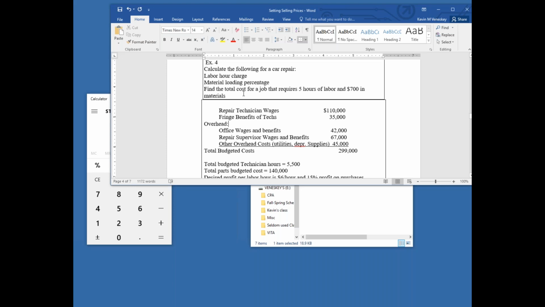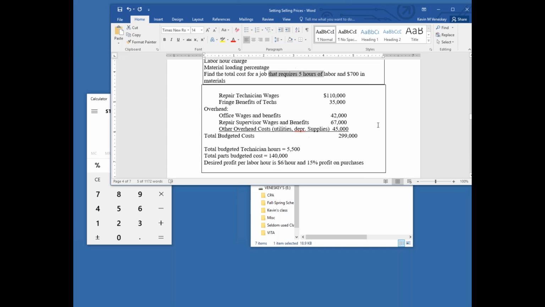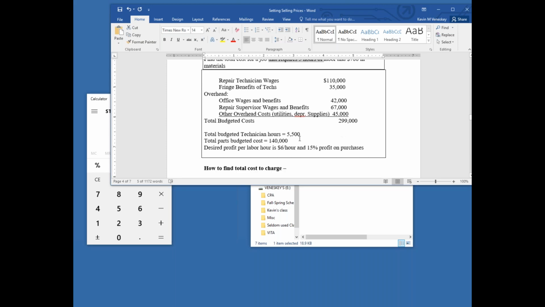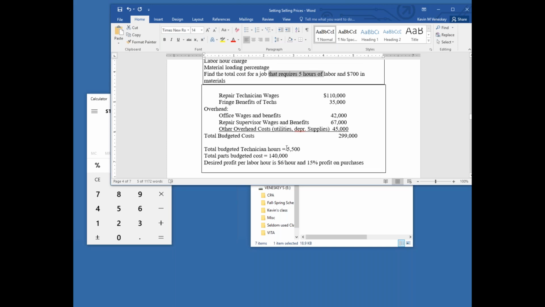All right, so as we go through here, we're going to find the cost of 5 hours of technician labor, and then we have $700 in materials that we're going to want to space out, and we're going to use this. Well, we'll come back to that, I should say.